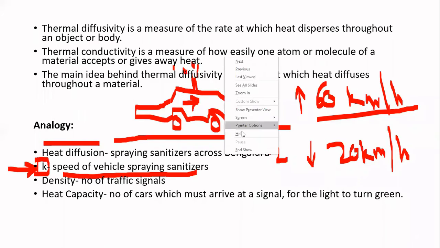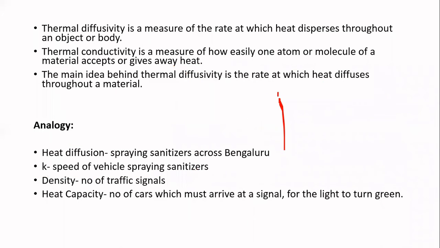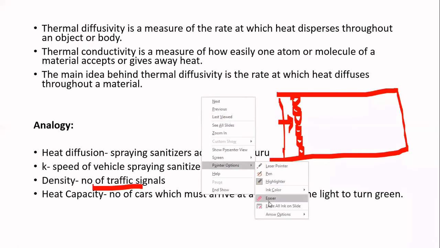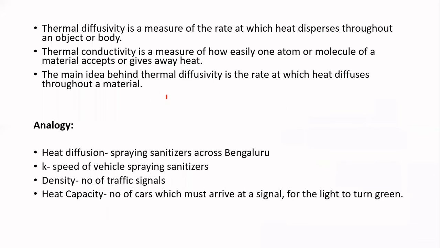Okay. Second one is density. Suppose that this is the material. The material is highly dense. Highly dense means the molecules will be very, very closely packed. Since it is very closely packed, there will be hindrance for the flow of heat. Now, I am comparing this density of the material with traffic signals. So we have got two different cases. We have got the first car, and we have got the second car.